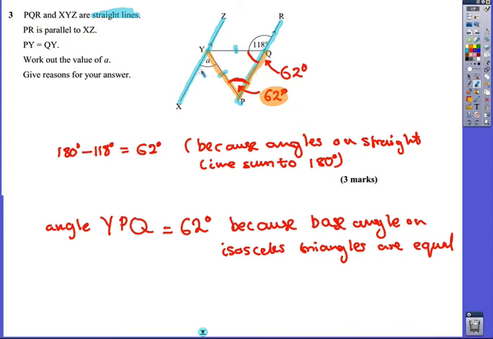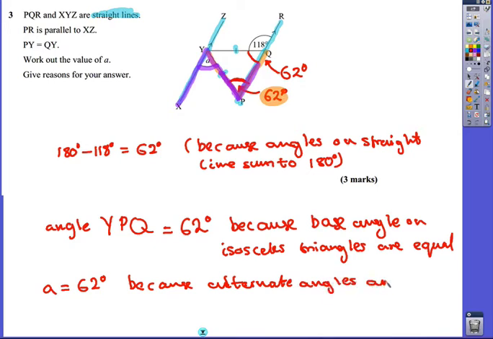We're trying to work out what A is, and angle A is here, and we also know what this angle is, and you can see this is an alternate angle. So A is equal to 62 degrees because alternate angles are equal. And this would give you the third mark out of 3.